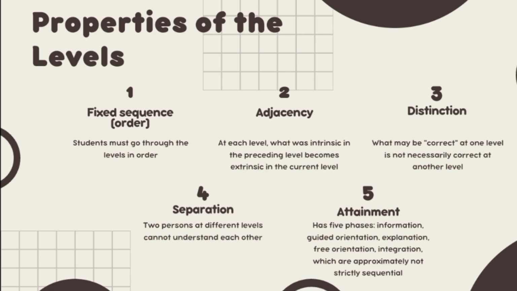Okay. Next is separation. Two persons at different levels cannot understand each other. A teacher who is reasoning at one level speaks a different language from a student at a lower level, preventing understanding. For example, when a teacher speaks of a square, she or he means a special type of rectangle. A student at level 0 or 1 will not have the same understanding of this term.